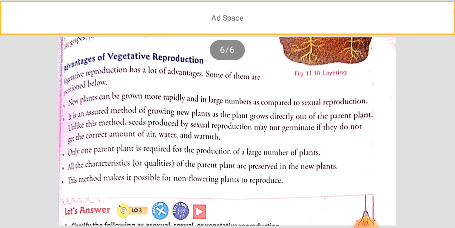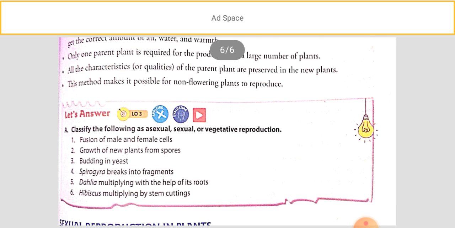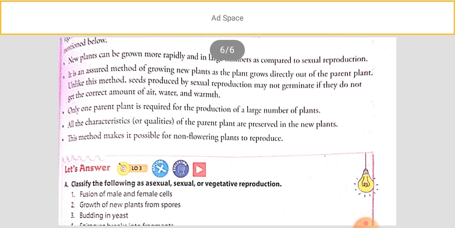Unlike this method, seeds produced by sexual reproduction may not germinate if they do not get the correct amount of air, water and warmth. Only one parent plant is required for the production of a large number of plants. All the characteristics or qualities of the parent plant are preserved in the new plant. This method makes it possible for non-flowering plants to reproduce. So these are some of the very important advantages of asexual or vegetative reproduction.